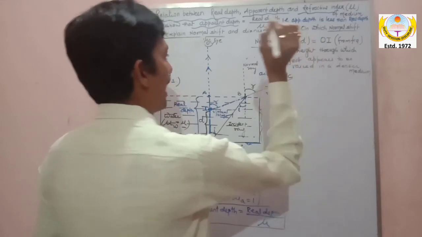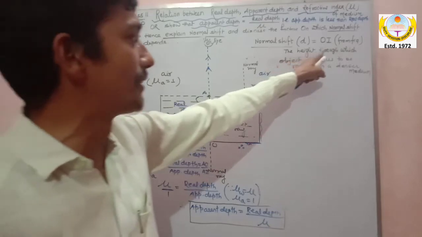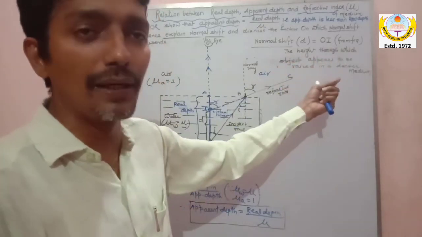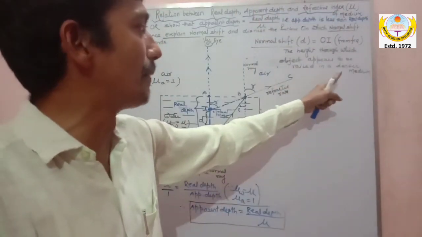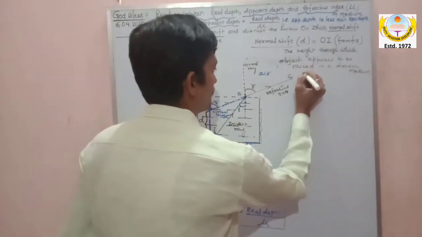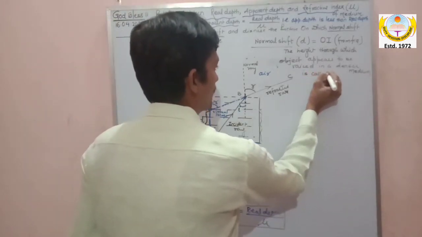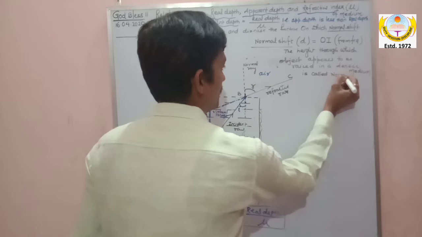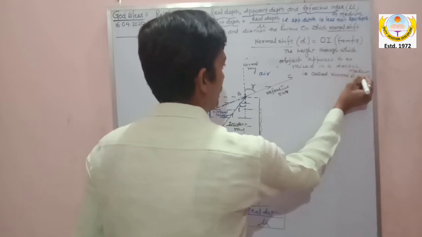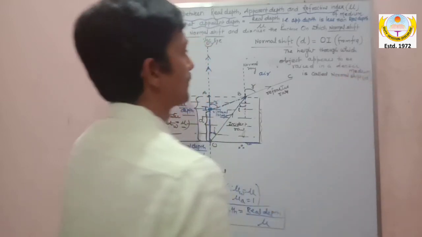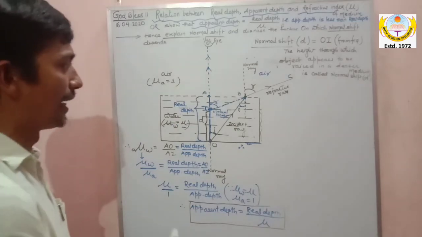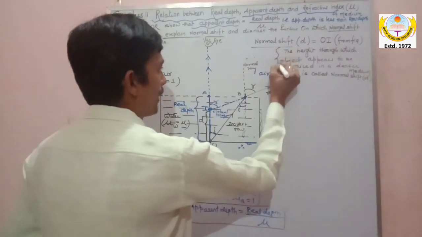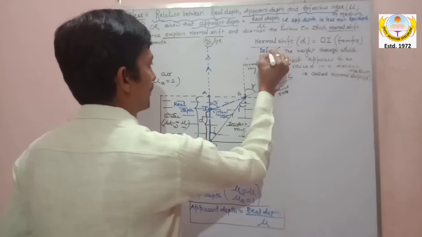Object appears to be raised. The height through which object appears to be raised in a denser medium is called normal shift, denoted by D. So my dear, from the figure you can say, I hope you understood the definition of normal shift.